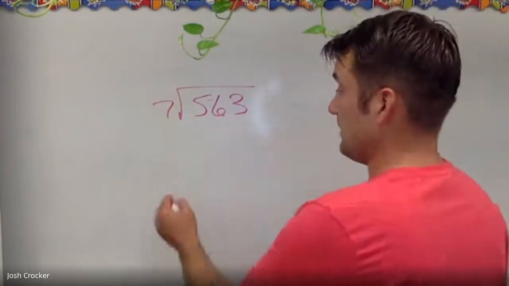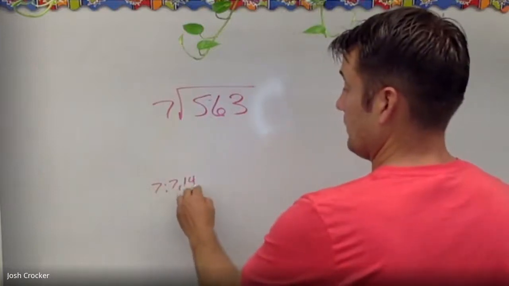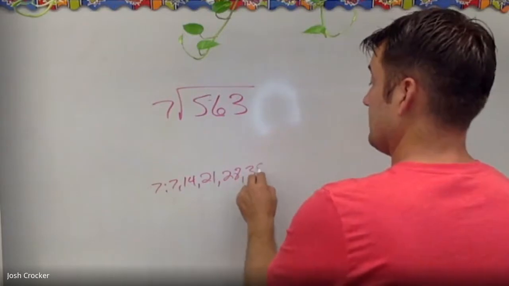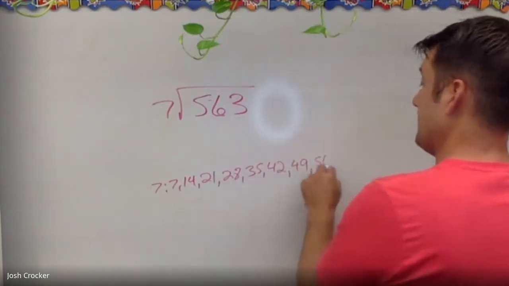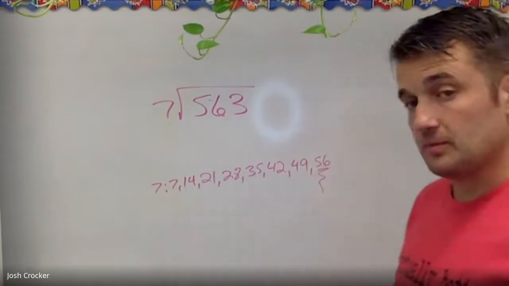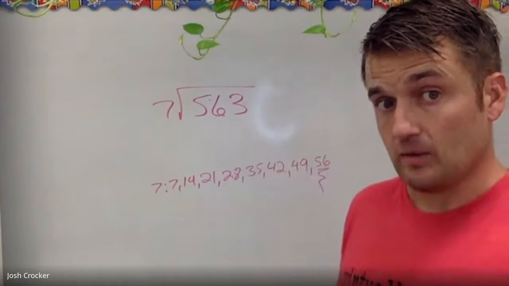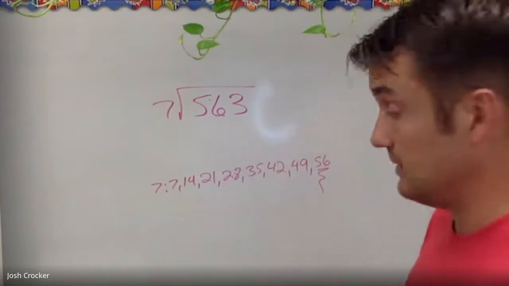So I'm going to count by sevens. 7, 14, 21. I'm just adding 7 here. And there it is. If you have a multiplication chart, or if you look one up on the internet, they count by each number for you. So a multiplication chart can really help you with division.